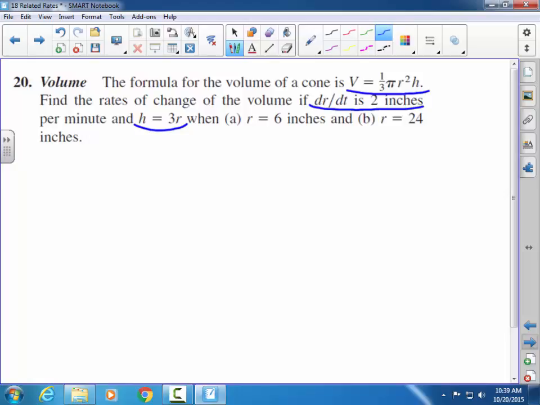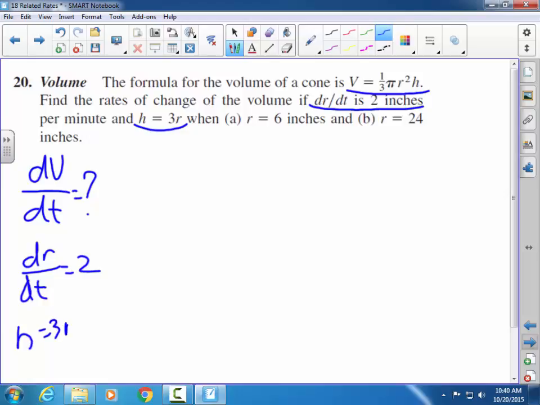Okay, what are we asked to find? The rate of change of the volume. So our answer is going to be dV over dt. So there's what we're looking to get to. Now we know that dr over dt equals 2 inches per minute, and we know that h equals 3r. So the normal thing to do is find a relationship between our variables. Well, we've got that: V equals 1/3 pi r squared h.